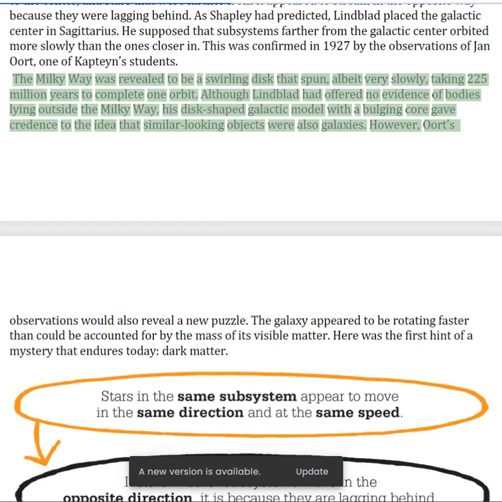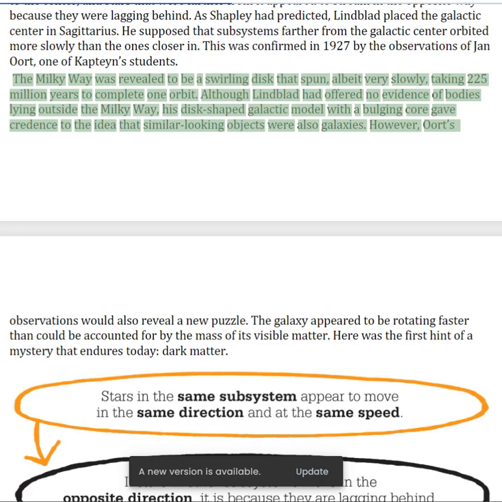The Milky Way was revealed to be a swirling disk that spun, albeit very slowly, taking 225 million years to complete one orbit. Although Lindblad had offered no evidence of bodies lying outside the Milky Way, his disc-shaped galactic model with a bulging core gave credence to the idea that similar-looking objects were also galaxies.